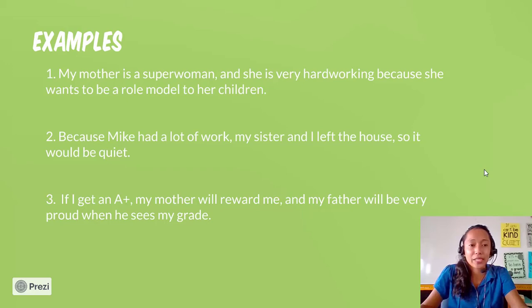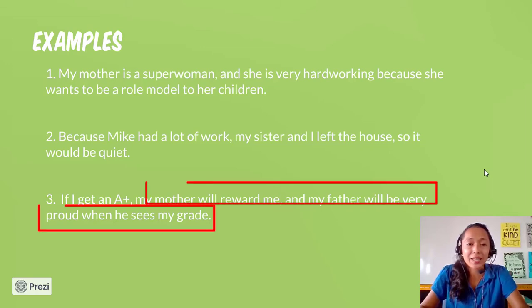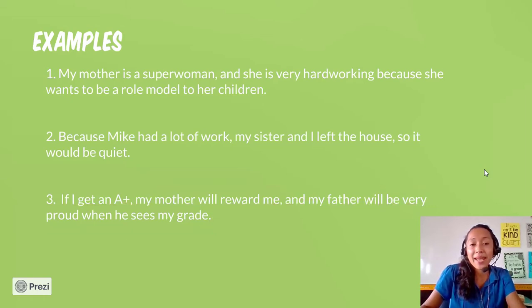Here's the last example. It reads, if I get an A+, my mother will reward me and my father will be very proud when he sees my grade. Remember that we said there must be a compound sentence in a compound complex sentence. The compound part of this sentence reads, my mother will reward me and my father will be very proud. That's a compound sentence. However, because you've added the complex part, now it has become a compound complex sentence.